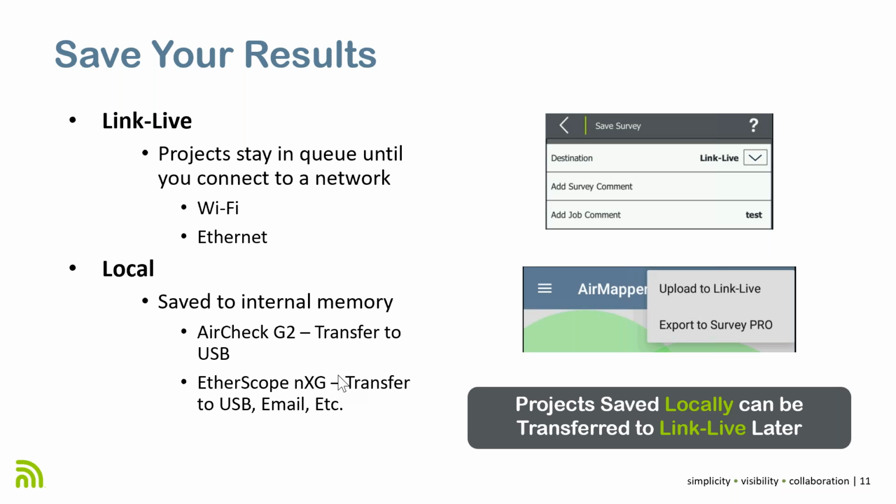Basically, since you have two Wi-Fi radios, one is used for the scan, the other one can be used as a connectivity radio, where you can just connect to a network and stay connected. As soon as you're done with your survey, you can click save, and it will upload to Link Live right there because you're already connected using the secondary radio.